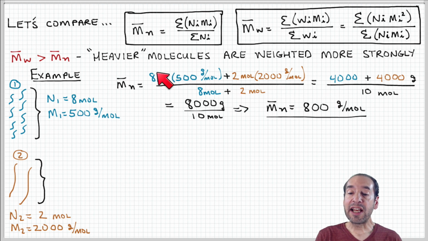So notice that I have a product of moles times grams per mole. So this has units of grams in the numerator. So I have 4,000 plus 4,000. So 500 times 8 is 4,000, and 2,000 times 2 is 4,000. So in my numerator, I have 8,000 grams. And in my denominator, the total number is 8 plus 2, or 10 moles. So my number average molecular weight for this sample is 800 grams per mole.